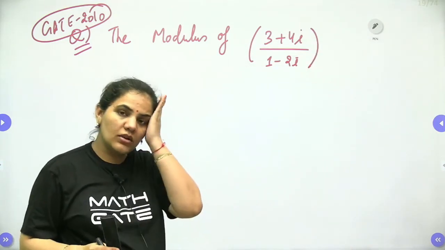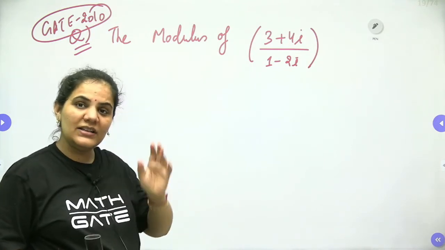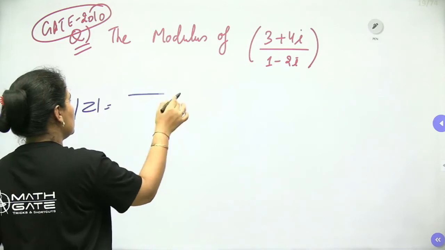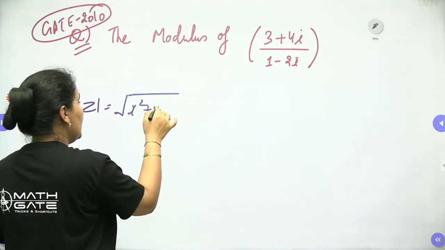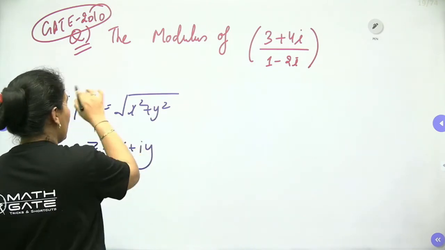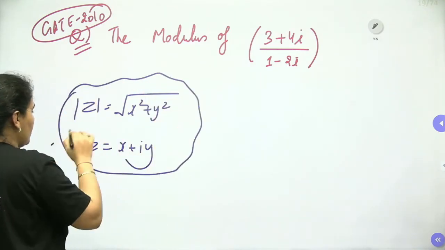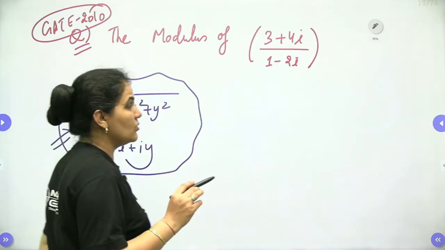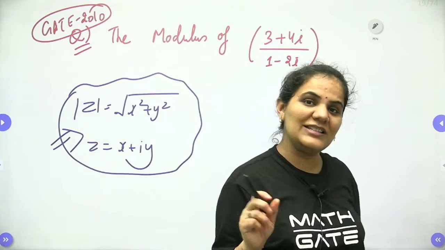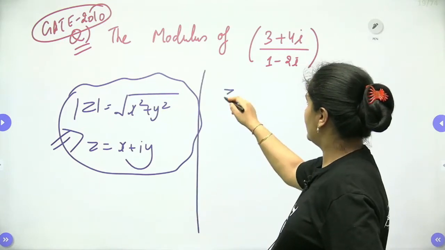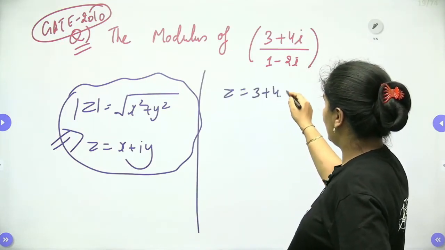When the question talks about modulus, the mod of z is always equal to the root of x square plus y square. It means the complex function should be in the form x plus iota y, and only then can we proceed. So first of all we have to convert this function into the standard complex form. The ultimate method for this is rationalization.